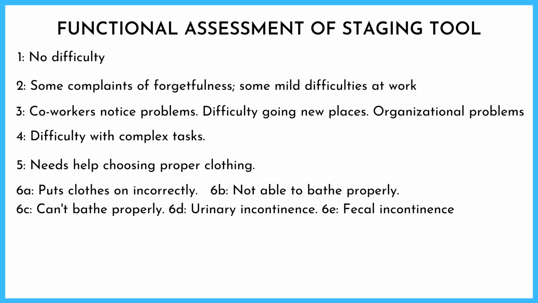In 6B, this is where they're unable to bathe properly. Maybe they're no longer able to adjust the bathroom water temperature appropriately. In 6C, they're no longer able to handle the mechanics of toileting. So maybe they forget to flush the toilet, they don't know how to wipe properly, they don't know how to properly dispose of the bath tissue. 6D is urinary incontinence, and 6E is fecal incontinence.